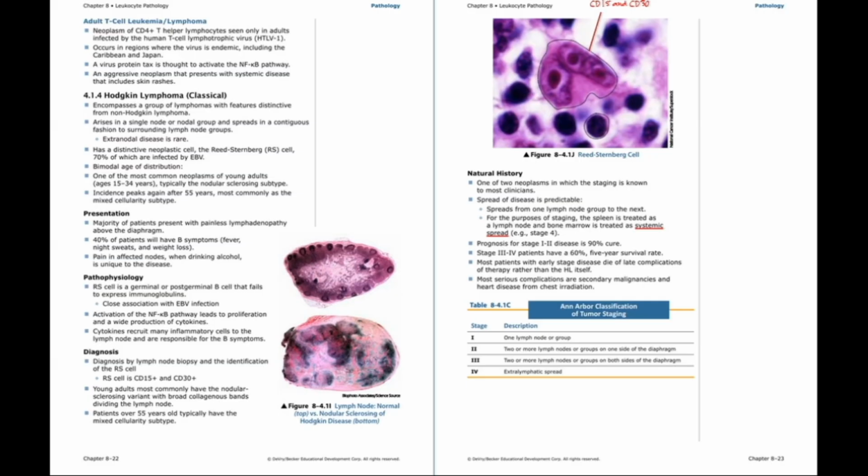So note that division across the diaphragm is the most important dividing point. If the disease is on one side of the diaphragm, that is stage 1 or stage 2, then the prognosis is 90% cure. If the disease is present across the diaphragm or systemically, note how the cure rate drops to 60%. Most patients with early disease actually don't die of their Hodgkin's disease, but they die of complications from the therapy. The most important complications include secondary malignancies, as well as heart disease from the chest irradiation.